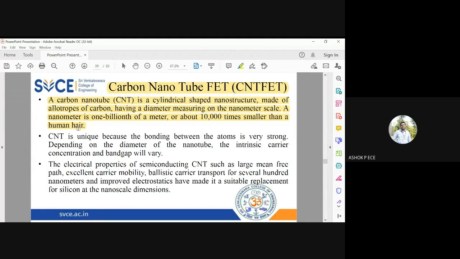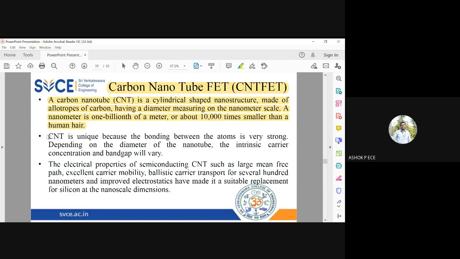And that itself is very fragile. But if I make the size of the human hair 10,000 times smaller, then that becomes the size of your carbon nanotube. So nanotube means the dimensions will be in the order of nanometers and it is made up of carbon.